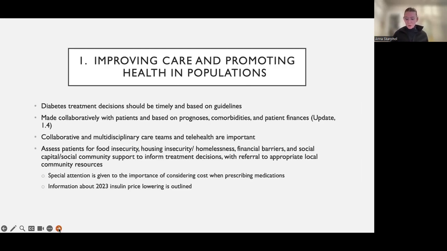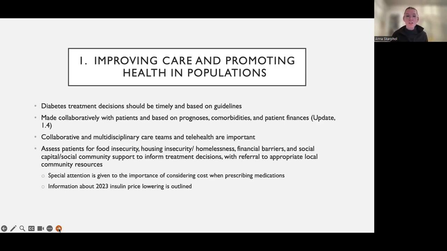So we're going to jump straight into talking about the sections within the guidelines. I'm going to have title headings and each one will have a number with it. So we're just going to start at the beginning and go 1 through 17. The first section in the guidelines is titled Improving Care and Promoting Health in Populations. And this just provides general information about how we should be taking care of patients with diabetes.